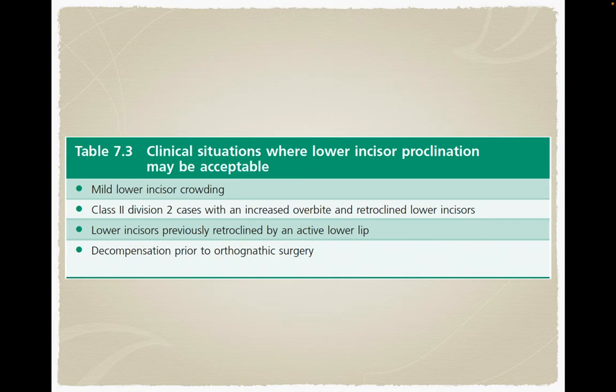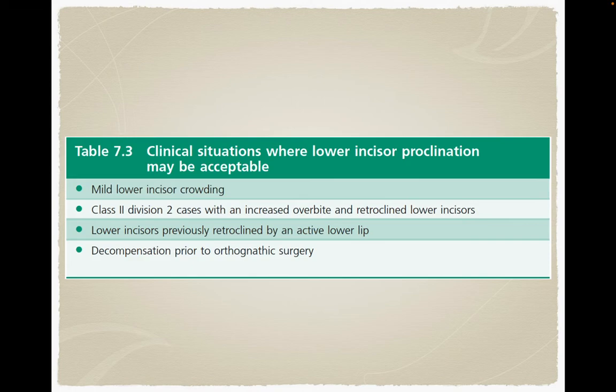There are certain situations in which proclination, which we said is not stable if it's more than 2 millimeter, can be more than 2 millimeter and still stable. The first one is mild crowding. The second one is class 2 division 2 malocclusion. The whole idea is that the upper incisors are in full control of the lower incisors, not allowing any contact to happen with the lower lip. So that means this is not the neutral position of the lower incisors, and they can move forward. The same thing applies if the lower incisors are retroclined by an active lip or thumb sucking habit.